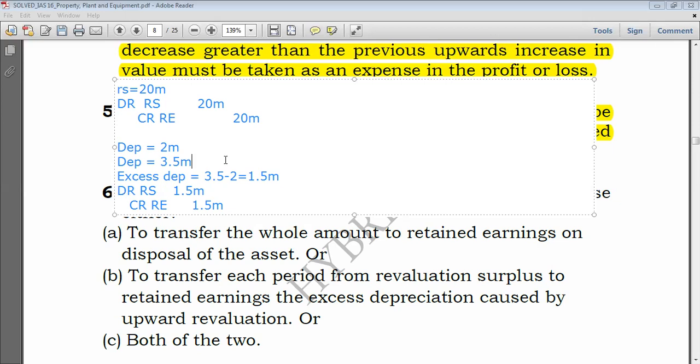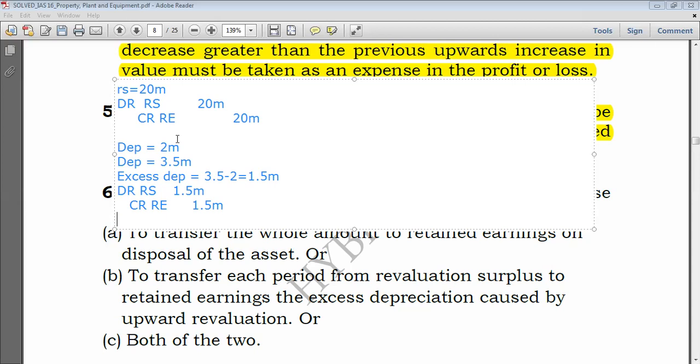I hope everything has been very, very clear. But actually, I need you to gain something very important. This shifting of excess depreciation actually relates solely to revaluation. Let's say you have an asset whose useful life has changed. The asset can be revalued, but also its useful life can change.